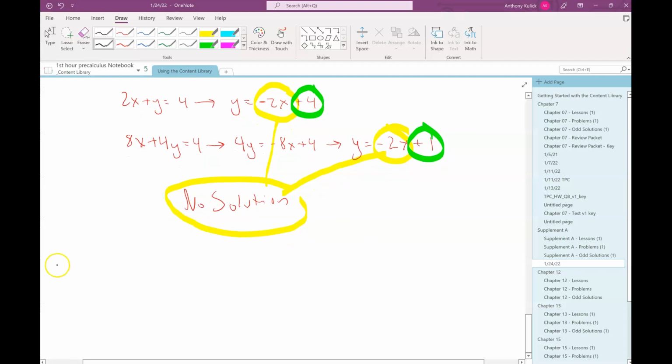Mr. Kulik, is this as hard as this section gets? Well, no. The hardest thing we'll do in this section is we can do the same kind of problem as a story problem. So let's take a look at this situation.